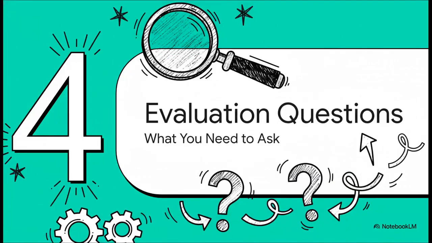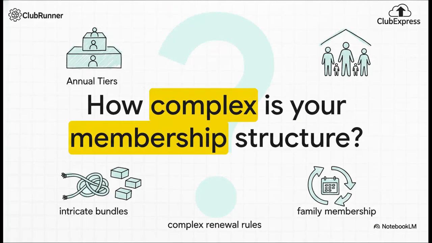So with all those strengths and trade-offs laid out, how in the world do you decide? Well, it all comes down to asking the right questions about your own association. So let's walk through the critical questions you absolutely have to answer. First off, how complex is your membership structure? Are we talking simple, straightforward annual tiers, or are you juggling intricate bundles, family memberships, and all sorts of complicated renewal rules?